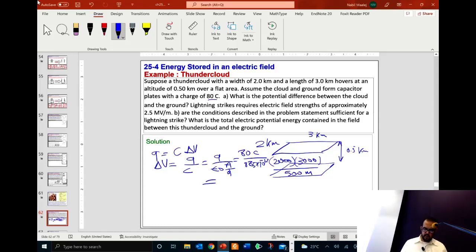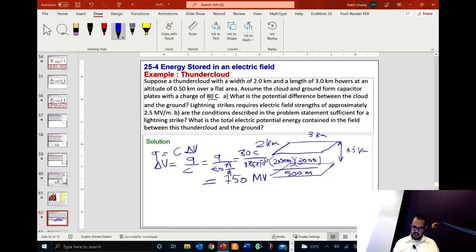approximately 7.5 times 10 to the power 8 volts, or let's write it 750 million volts. That's the voltage that we have between the cloud and the ground.